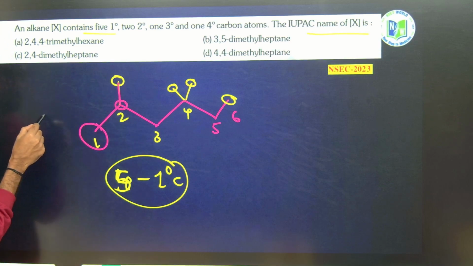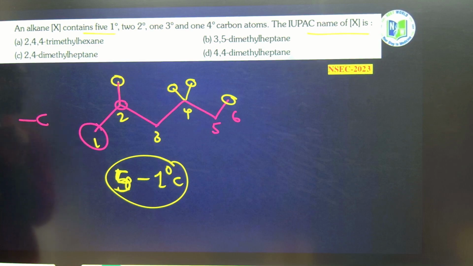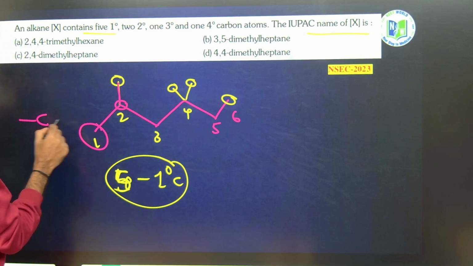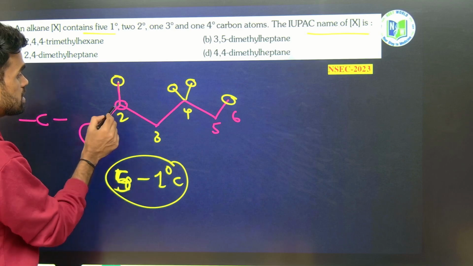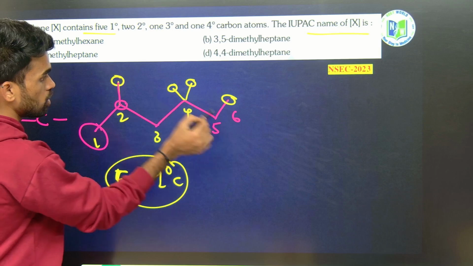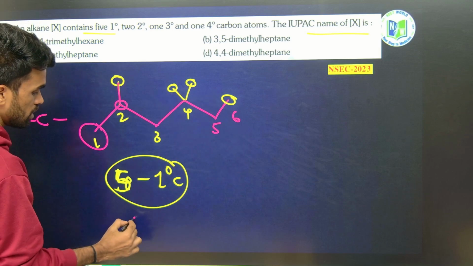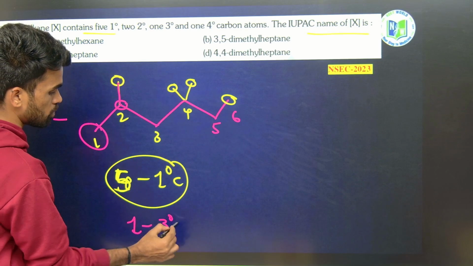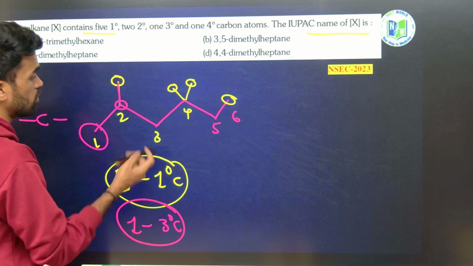See, if a carbon is attached to only 1 carbon directly, I can say that is primary. If it is surrounded by 2 other carbons, I can say secondary, and this is surrounded by 3, so it should be tertiary. Okay, this is one tertiary group carbon, only one tertiary carbon is there. And next, what about this carbon?